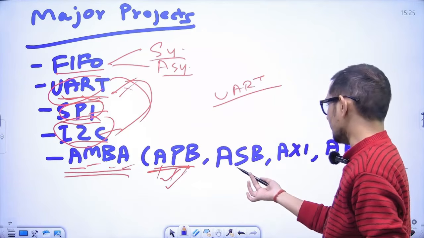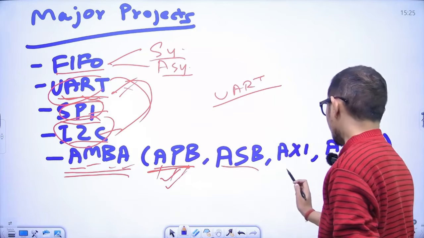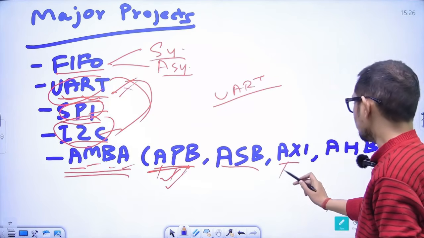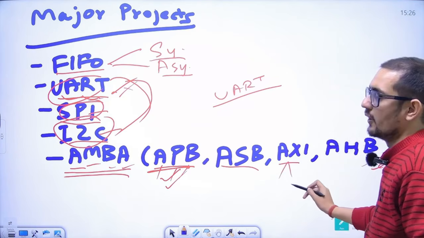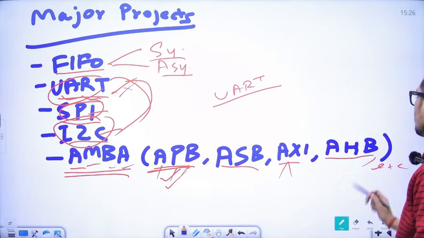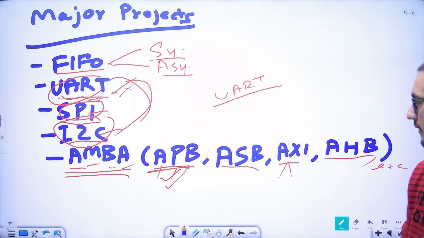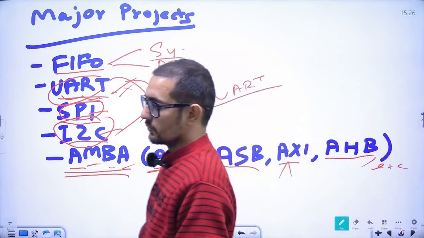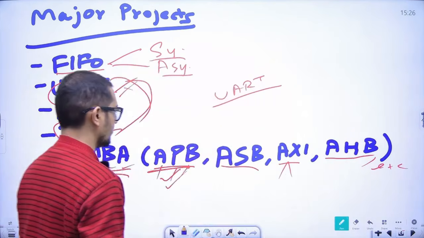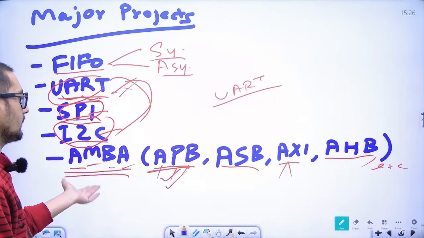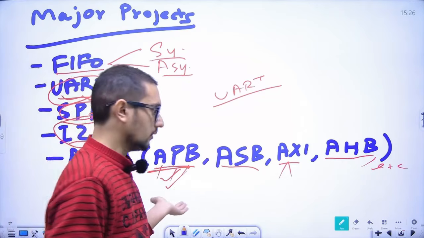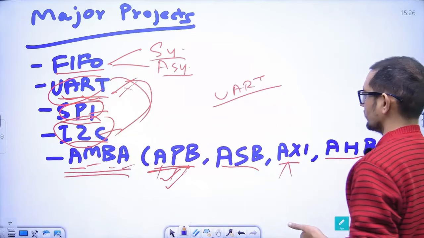Then we have the Advanced System Bus and the Advanced eXtensible Interface. This is also important. This has different versions also, like 4.3 something like that. And we have the Advanced High-performance Bus. So these are the multiple projects you can write here, right? You can also write an APB to AXI bridge, something like that. So we can implement multiple projects here, right?